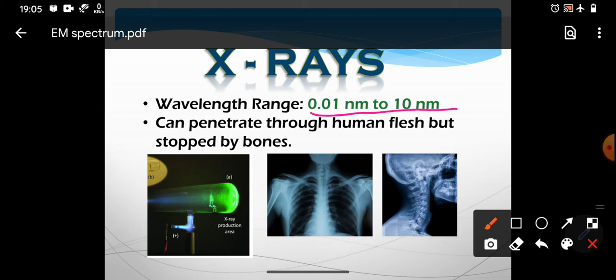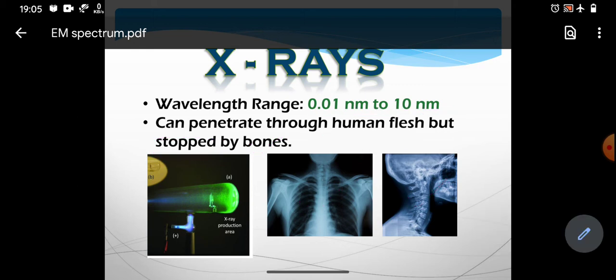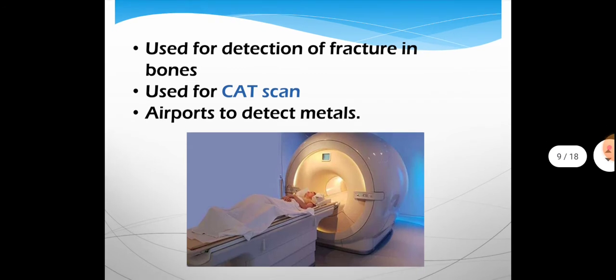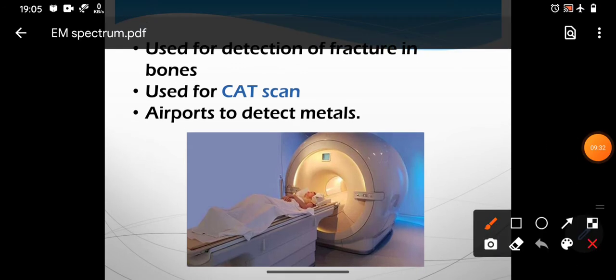They can penetrate through human flesh, but they are stopped by the bones, and that is why when you have some fracture or something, then X-ray is used, okay. X-rays of this kind are used to see the fracture and all in the bones. Why? Because they can penetrate through the human flesh, but they are stopped by the bones, okay. As I have told you earlier, they are used for detection of fracture in the bones.